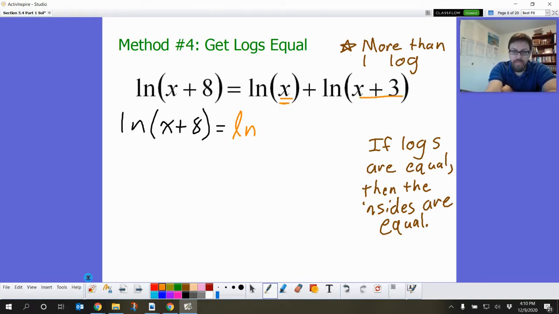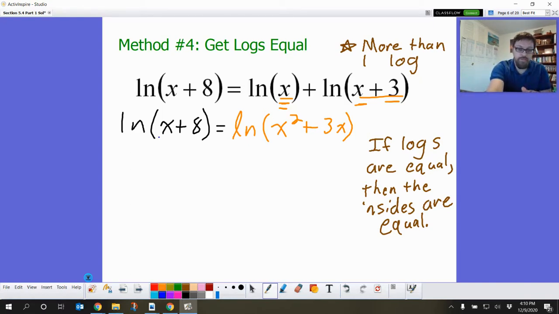So I need to do this x. I'm going to just do the distribute right away. x times x is x squared. And then this x times the 3 is going to be 3x, and there'll be a plus right there in the middle. Nice. Now that those logarithms are the same, I've got one log equaling another log, their insides are going to be the same.